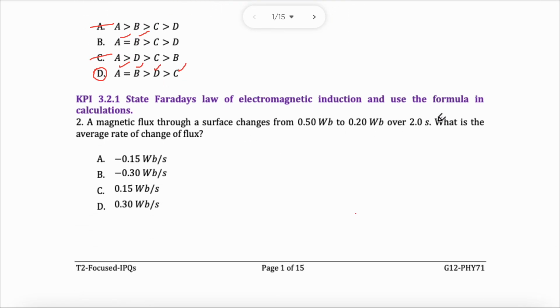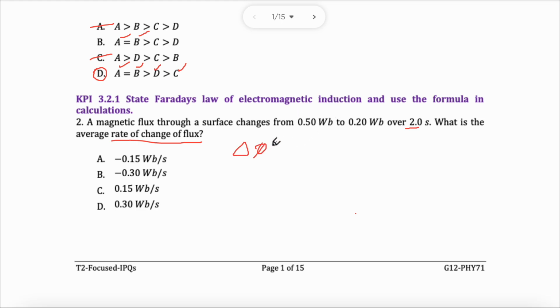Next here, we're trying to find the average rate of change of flux, the rate of change. So the rate of anything means divide by time, and there's a time here. You'll just divide by time. Anytime you see a rate of whatever, you divide it by time. Rate of change of flux, the change of flux divided by time.